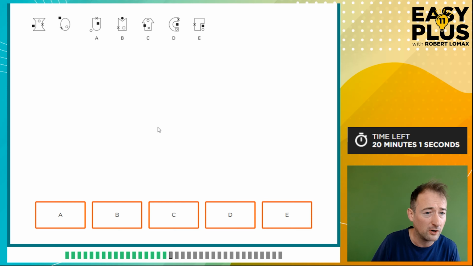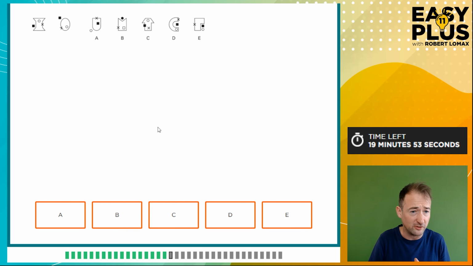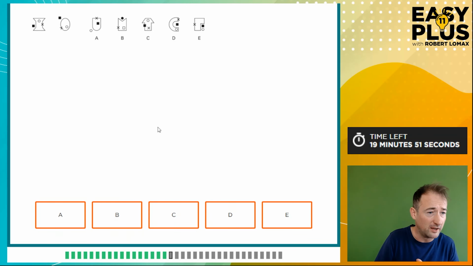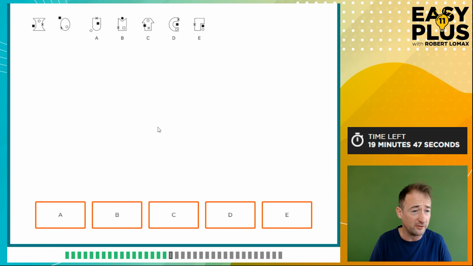We have got black square on the outside, white circle on the inside, and a cross on the edge. Okay. So where have we got black square on the outside, only D and E, white circle on the inside, only D, and that also has a cross on the edge. So D is the only one that matches all those rules.